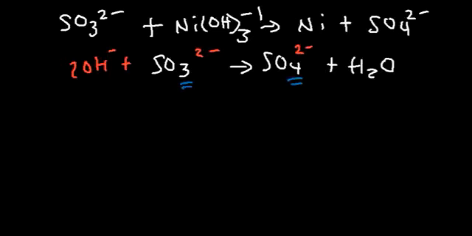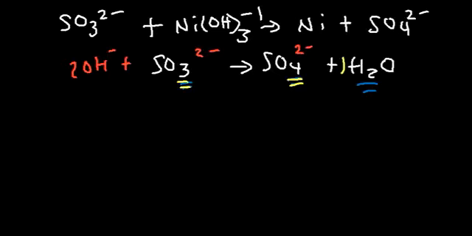So what you need to do, a quick method to find out how many water molecules you need to add to the right side, subtract these two numbers. 4 minus 3 is 1. So you need to add 1 H2O molecule. Then the number of hydroxide ions you need is equal to the number of hydrogen atoms that you have on the right side. Since we have 2 hydrogen atoms, we need 2 hydroxide ions.